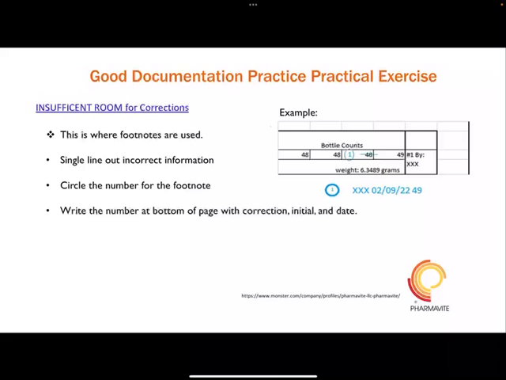However, if there is not sufficient room to write all this in the same space, that's when you write a footnote. You will still begin by using a single line to cross out the incorrect information. Use numbers only for footnotes. No smiley faces, no asterisks, no arrows, no dotted lines, numbers only. You will then write that same number at the bottom of the page.